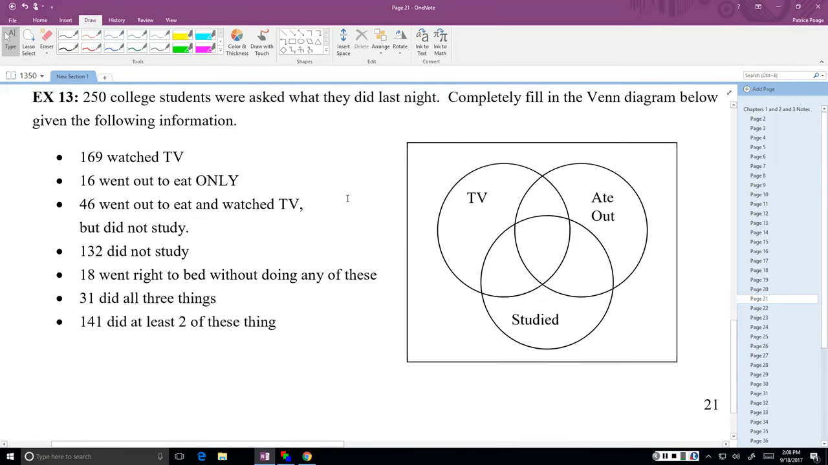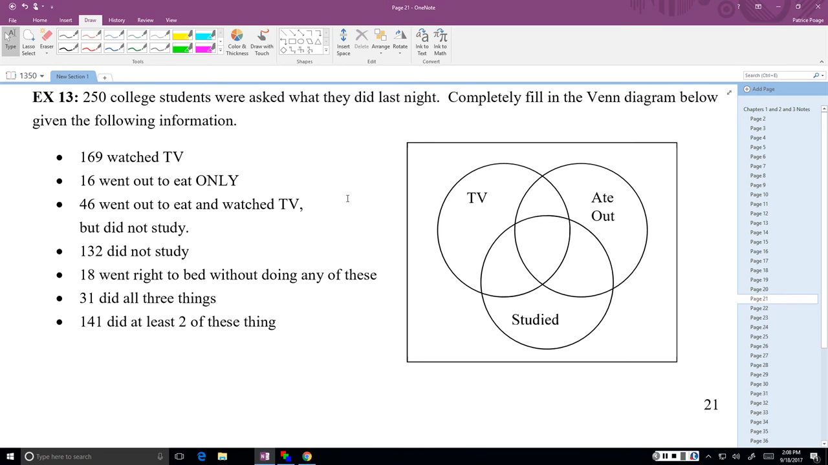250 college students were asked what they did last night. Completely fill in the Venn diagram below given the following information. So depending on where you learn this from, if you go to some tutoring place somewhere, they're going to try to say like 169 watch TV. So these 4 add up to TV. They're going to say put A, B, C, D, and then put A plus B plus C plus D equals 169. And then you can substitute stuff in as you go. And if that works for you, great. Do it. Okay? In my head, that confuses me to death. But if that works for you, go for it.